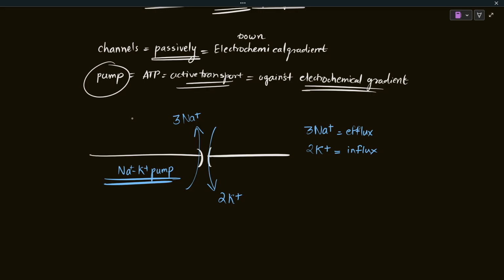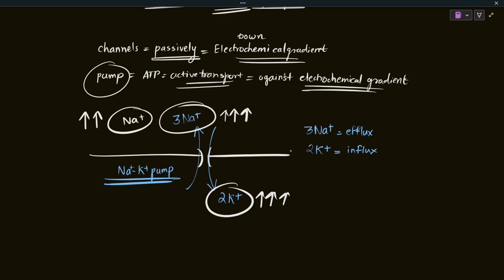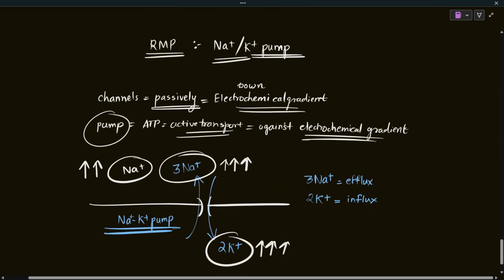The sodium ion concentration is already high on the extracellular side, but due to this pump the concentration is maintained. The sodium ions keep increasing on the outside, while the potassium ions keep increasing on the inside due to this pump. So this is against the electrochemical gradient, and this is how this pump maintains the resting membrane potential. I hope what resting membrane potential is, and how it is maintained by the different mechanisms, is clear to you all. Should we summarize it?